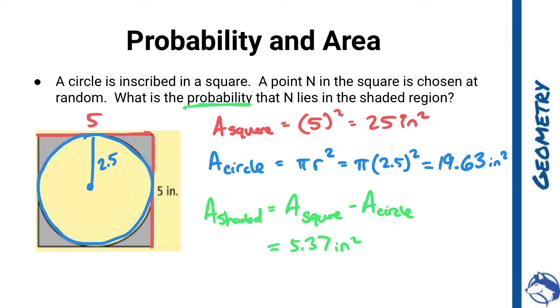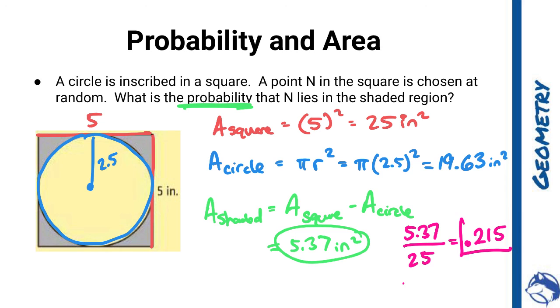Well, I'm looking for a probability, so I have to take the part, which is right here, and divide it by the whole. So to do that, I do 5.37 divided by the area of my square, which is the entire shape. And when you do 5.37 divided by 25, you get 0.215. And remember, it should be a decimal, and it should be between 0 and 1 in order for it to be a probability.